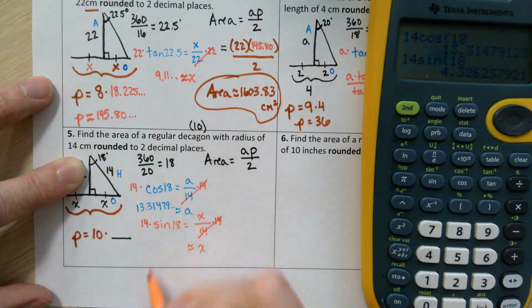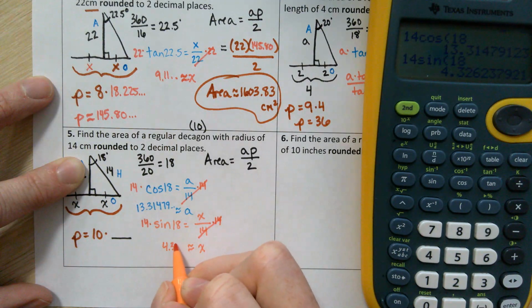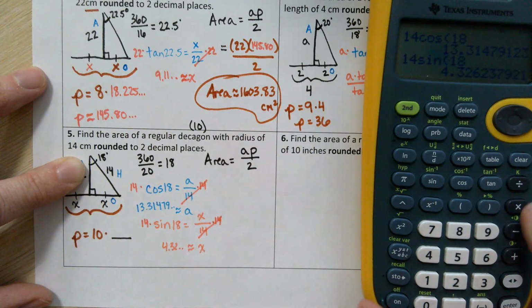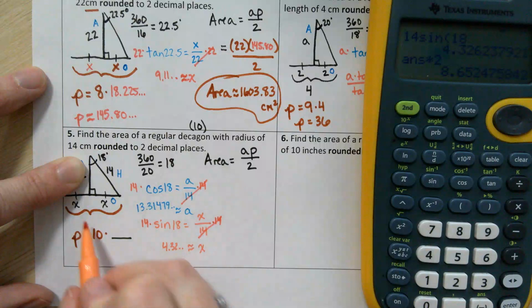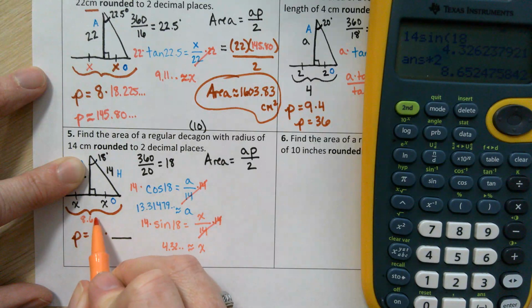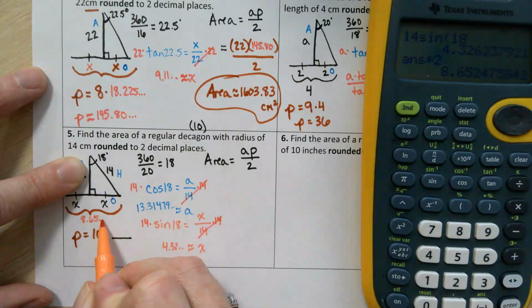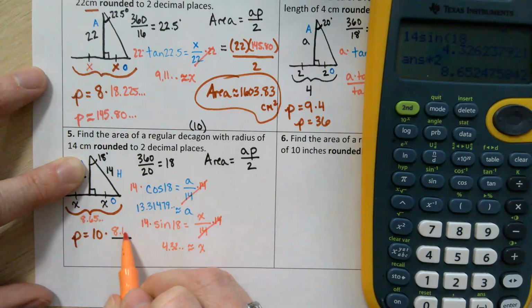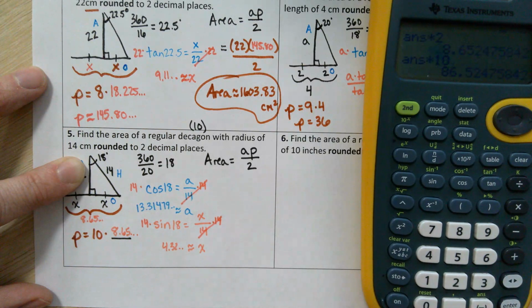4.32 with a whole bunch of other decimal places. Now remember that x is only half of a side, so we multiply by 2 right away to get a whole side length of like 8.65 with a bunch of decimal places. That is what's going to get multiplied down here by 10 to turn into perimeter.